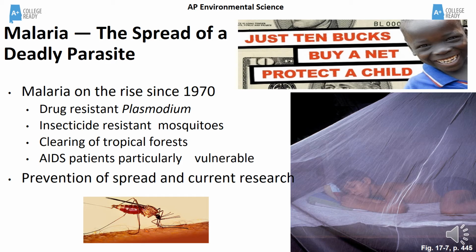There are now drug-resistant plasmodiums and insecticide-resistant mosquitoes. This is thought to be from overuse of pesticides and drugs and clearing of tropical rainforests. AIDS patients tend to be particularly vulnerable, as they're vulnerable to all types of infections. And the best prevention really is sleeping under a mosquito net when mosquitoes are most active at night.